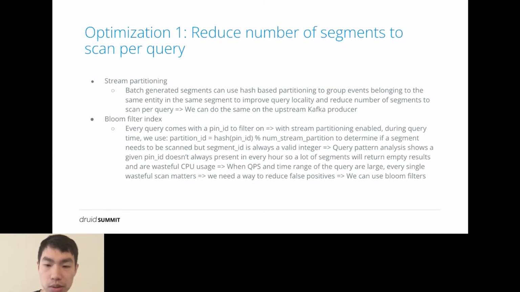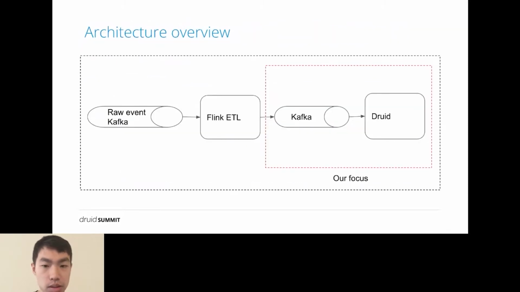But because we use a hash, it will always return a valid partition ID, so we cannot distinguish from there. This is wasteful CPU usage. When QPS and the time range of the query are high, we want to save every single scan. So we need a way to reduce false positives, and the Bloom filter is a good candidate here. Let's go back to the architecture overview and see an actual example. Our focus will be on the Kafka to Druid side.